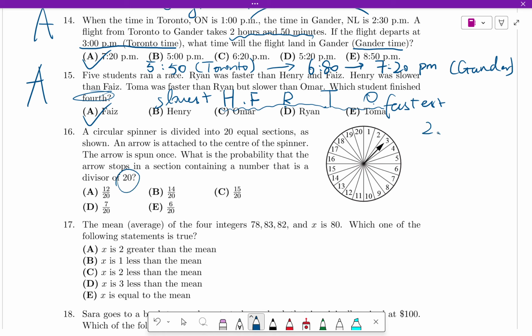So we can start by listing them out. We would have 1, 2, 4, 5, 10, and 20. So among the 20 numbers, we have 6 favorable outcomes. We would have 6 numbers that we want the arrow to land in. So the probability would be E, 6 over 20, although it's not simplified, but that's our only option.